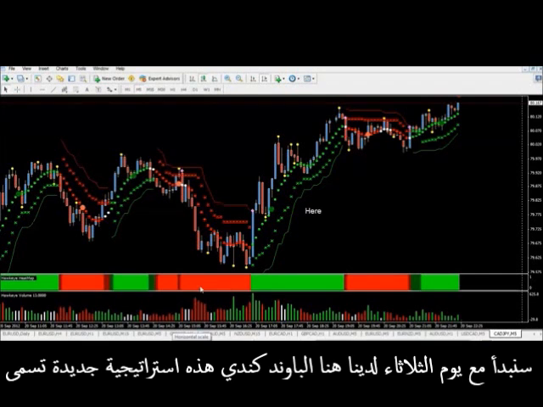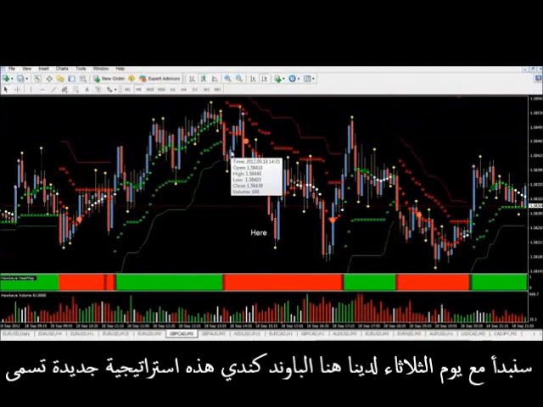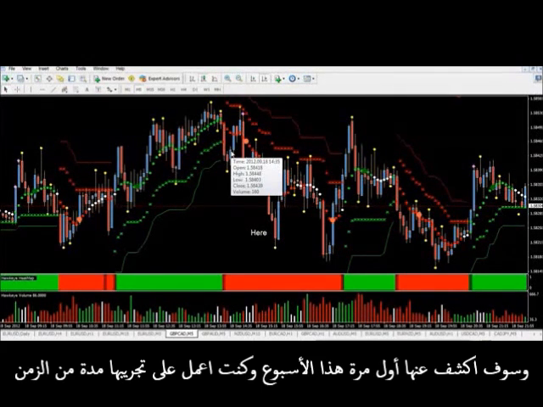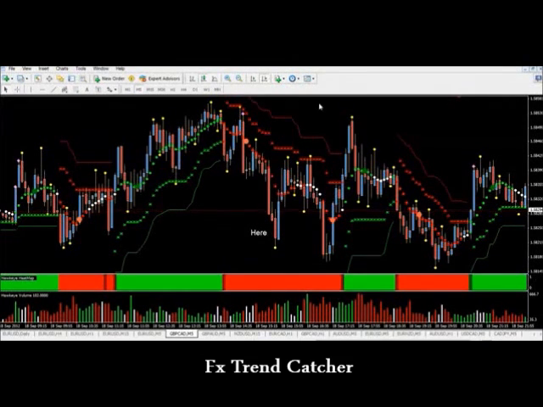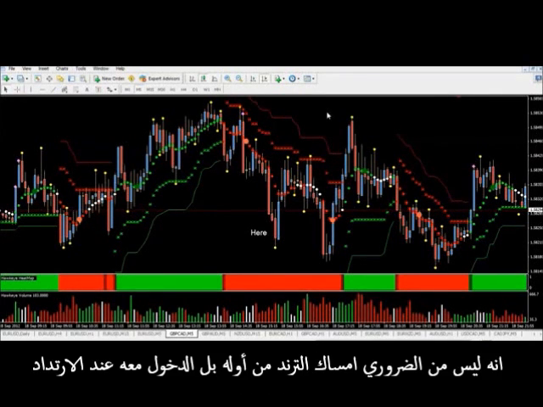So we'll start with Tuesday, where we had the pound CAD. This was using a new strategy called the FX Trend Rider strategy, and I revealed it for the first time this week. I've been working on it, testing it for some time now. Didn't want to reveal it until I was confident it was a great strategy and would complement my FX Trend Catcher strategy.